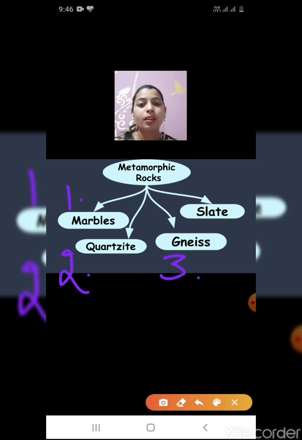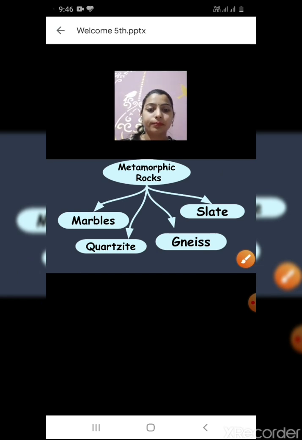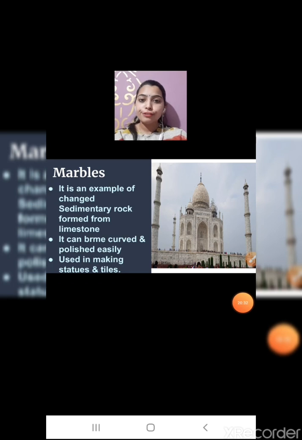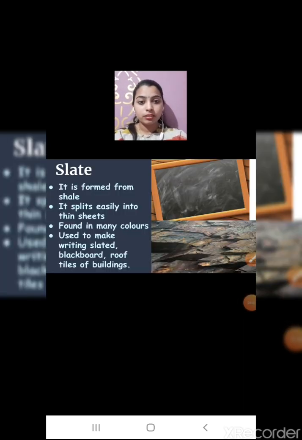Gneiss. Fourth one is slate. Slate. How many types of metamorphic rocks? There are 4 types of metamorphic rocks. Alright. Now we have the first type of metamorphic rock, that is marble.